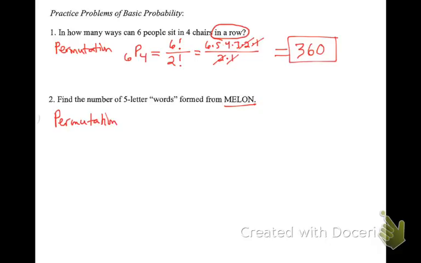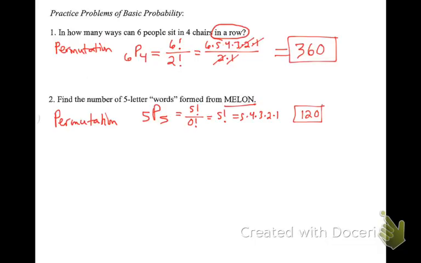Okay. We're taking 5 things, 5 at a time, so it's 5P5. So that would be 5 factorial over 0 factorial. Recall from the front that 0 factorial is going to be 1, so this is just the same thing as 5 factorial, which is 5 times 4 times 3 times 2 times 1, which gives us a grand total of 120 words.